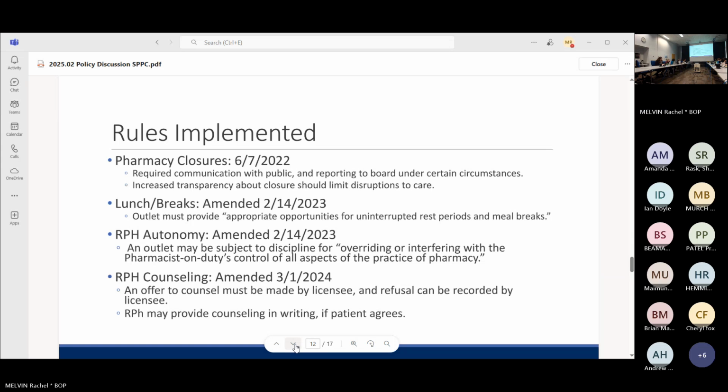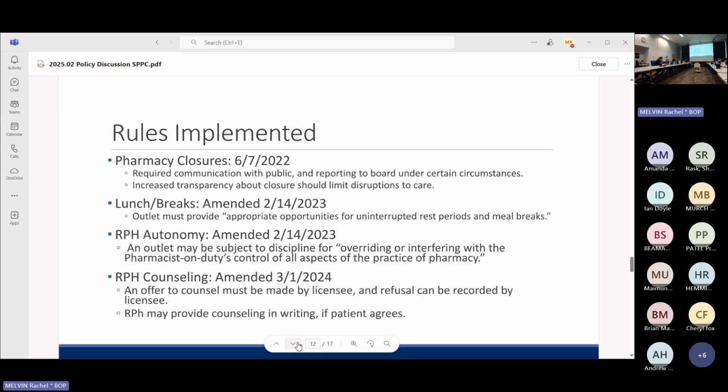Pharmacy closures was adopted June 2022, requiring communication with the public and reporting to the board under certain circumstances, and increased transparency about closures, and hopefully in the spirit of limiting disruptions to care. In terms of lunch breaks, the outlet must provide appropriate opportunities for uninterrupted rest periods and meal breaks. In terms of pharmacist autonomy, February 2023, an outlet may be subject to discipline for overriding or interfering with the pharmacist on duty's control of all aspects of the practice of pharmacy.